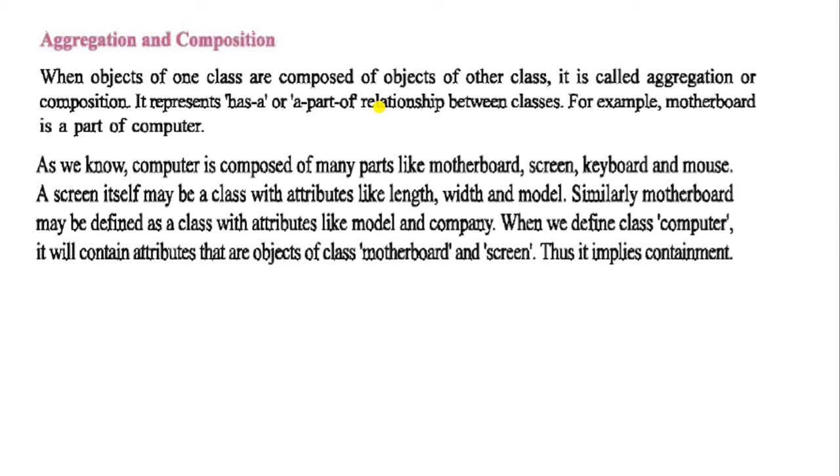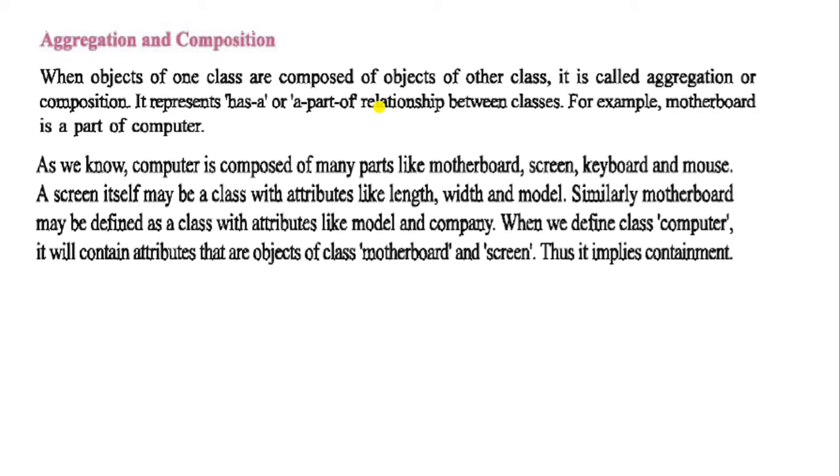Now another point is aggregation and composition. So what is aggregation and composition? When objects of one class are composed of objects of another class, it's called aggregation or composition. It represents an "is a part of" relationship between classes. Let's see an example so you get a better idea.